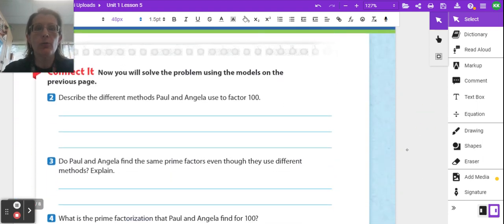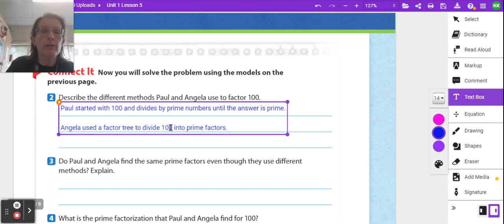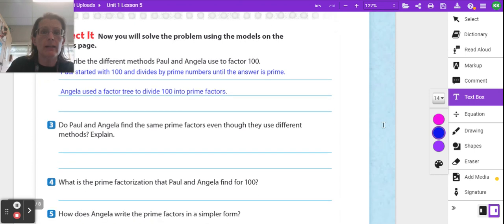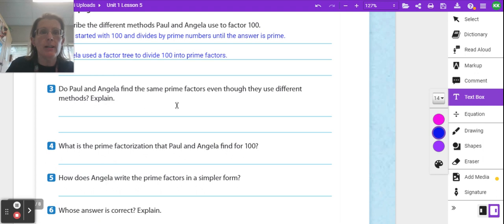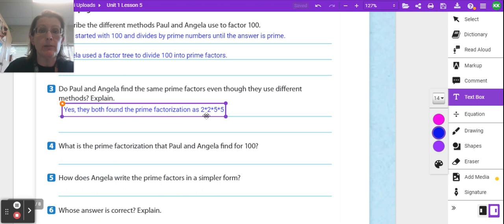And now answer question 2. So for question 2, you should have had something like this. Describe the different methods Paul and Angela used to factor 100. Well, Paul started with 100 and just kept dividing by prime numbers, and then Angela broke it up with the factor tree. So question 3, do Paul and Angela find the same prime factors even though they use different methods? So your answer to question 3 should have been yes, they find the same prime factorization.